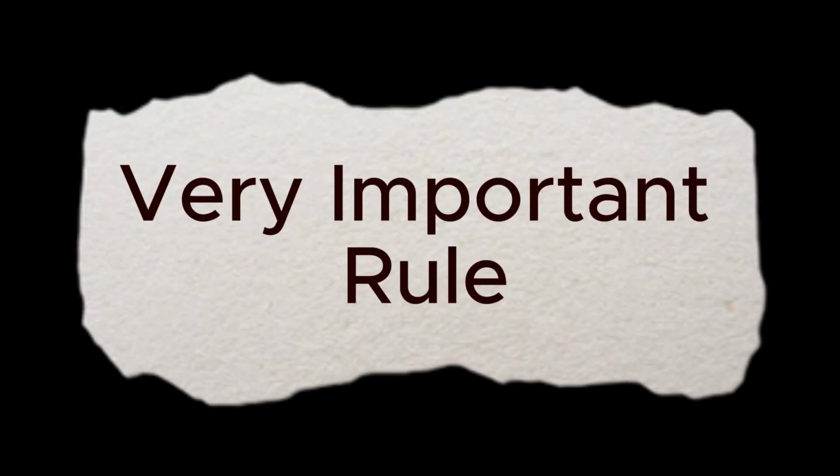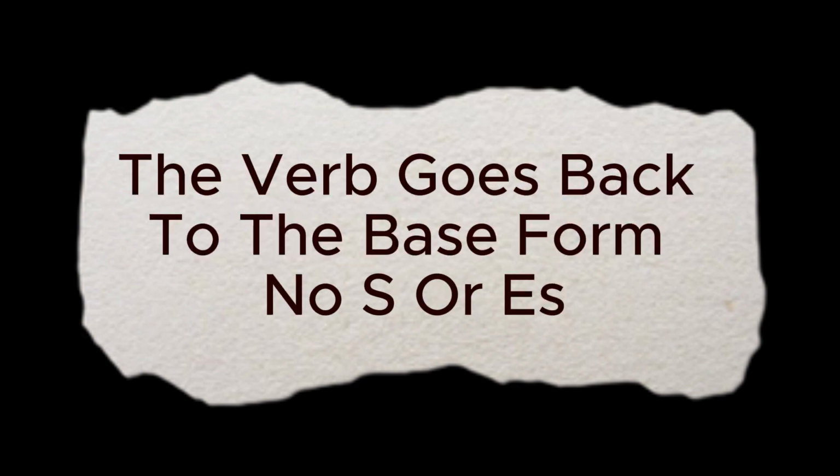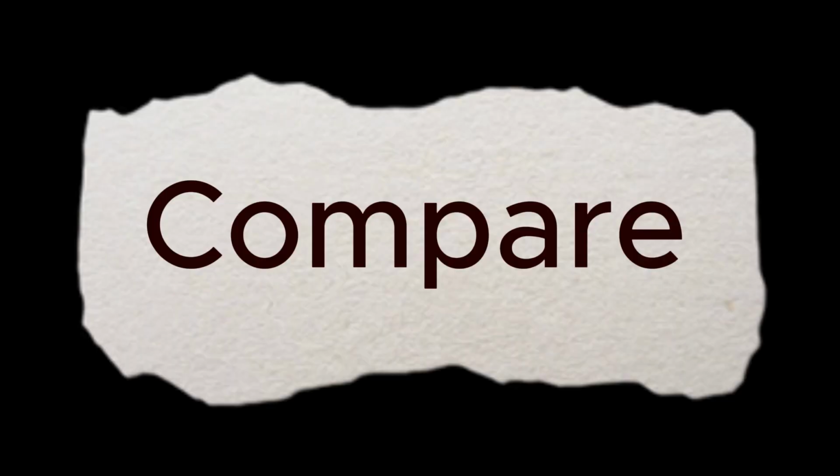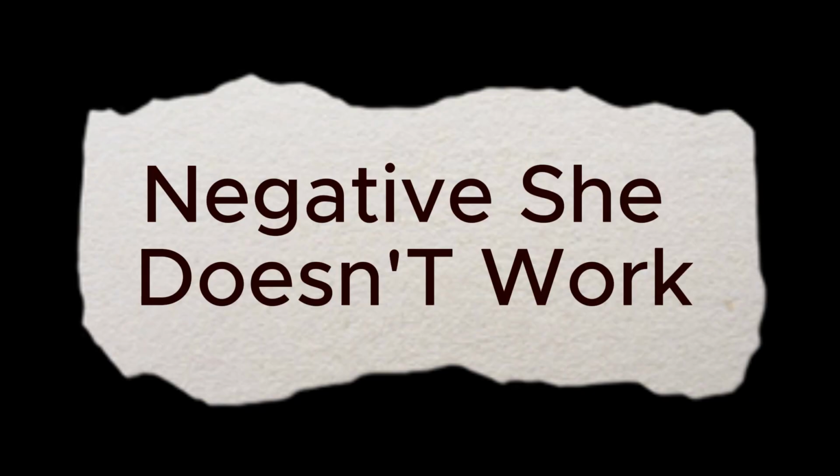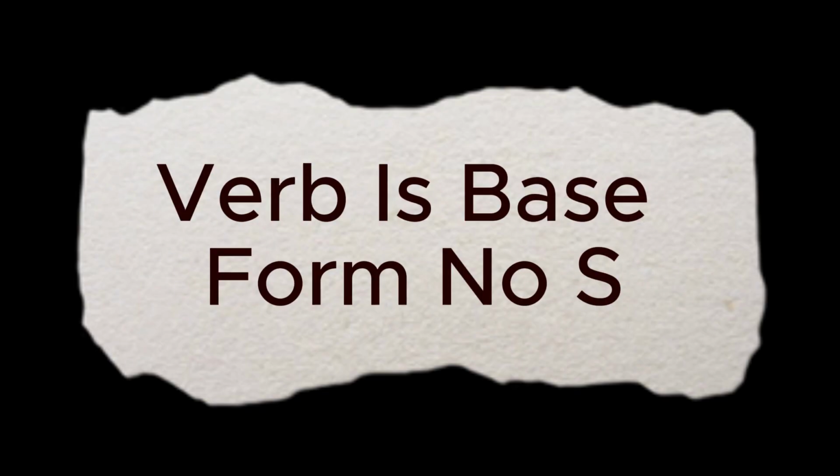Very important rule. After don't or doesn't, the verb goes back to the base form, no S or ES. Compare. Positive, she works. Verb has S. Negative, she doesn't work. Verb is base form, no S.